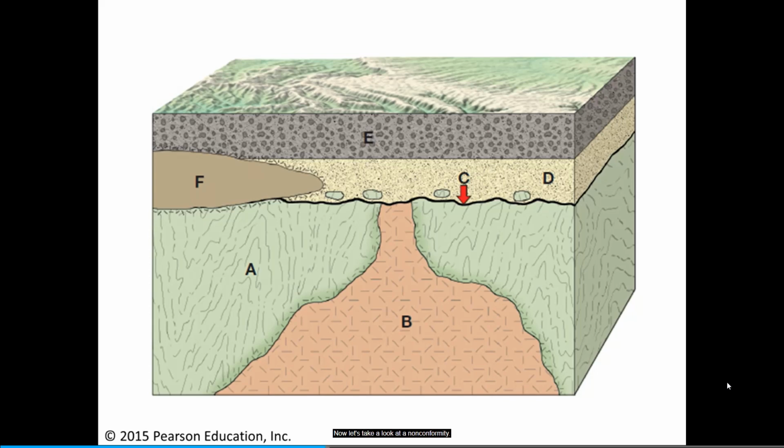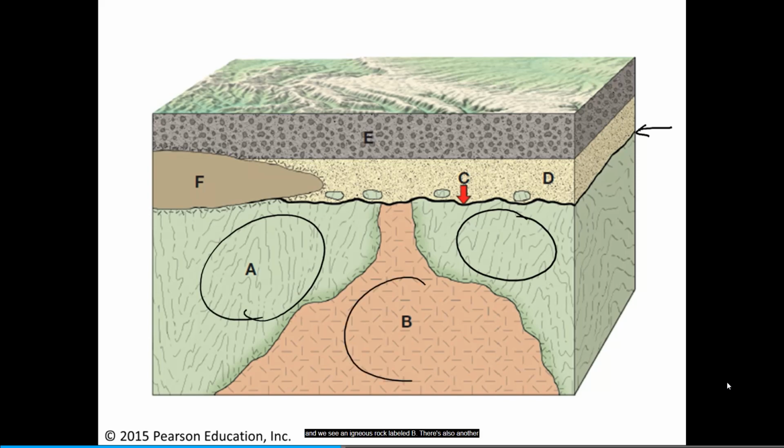Now let's take a look at a nonconformity. The definition of a nonconformity is it's an erosional surface below which there are no stratified rocks. There's no sedimentary layers. There are no volcanic layers. Instead, what you have are crystalline rocks, metamorphic rocks, and igneous rocks. So unconformity C here would be an example of a nonconformity because below it we see this metamorphic rock labeled A, and we see an igneous rock labeled B.